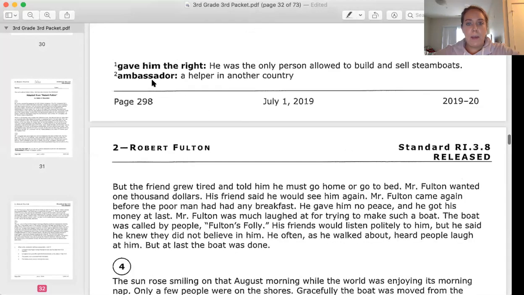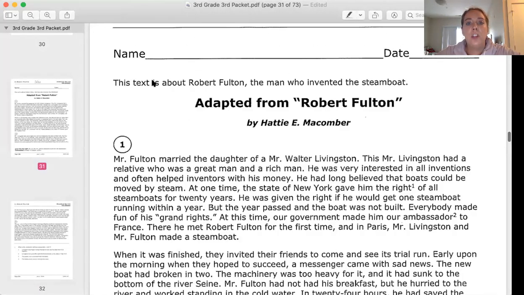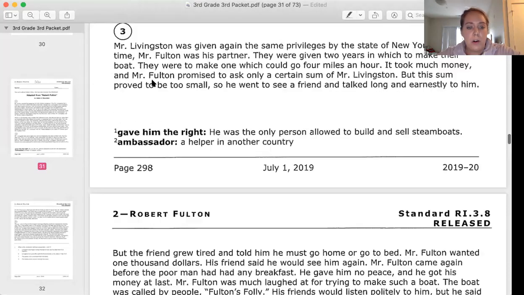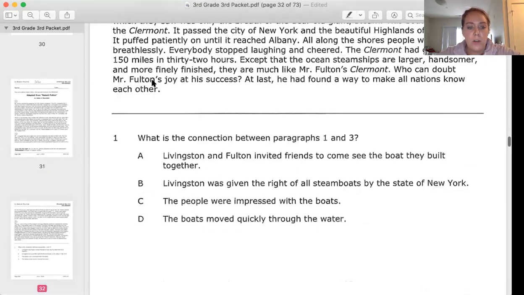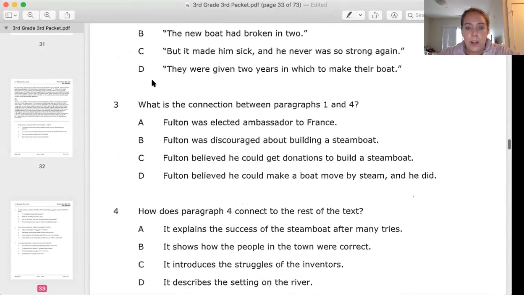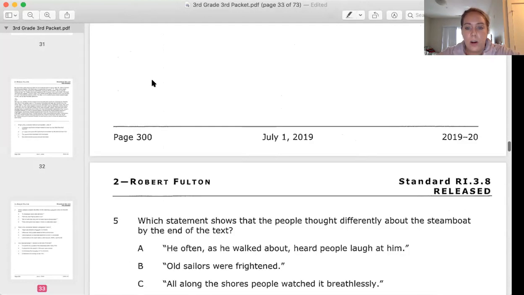We are looking at our passage adapted from Robert Fulton. I am going to do question 1, and we are going to do question 2. Then you are going to do questions 3 and 4.